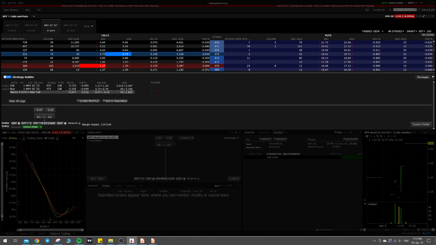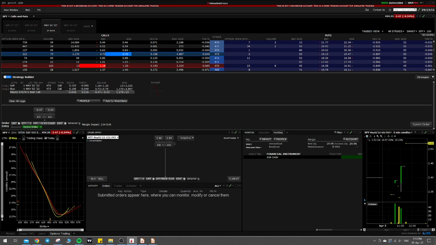So you can see that now we have that loss capped. If you noticed, we have a 78% probability of winning 43 and a 22% probability of losing 257, which will be the entire margin. So this is the credit put spread and the credit call spread.